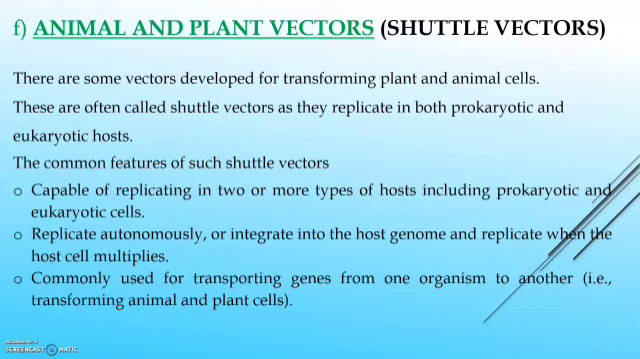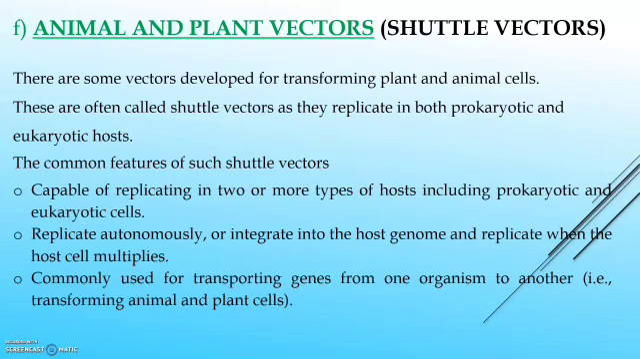The common features of these shuttle vectors are the following. They are capable of replicating in two or more types of hosts including prokaryotic and eukaryotic, and they replicate autonomously or integrate into the host genome and replicate when the host cell multiplies. These vectors are commonly used for transporting genes from one organism to another, that is, transforming animal and plant cells.